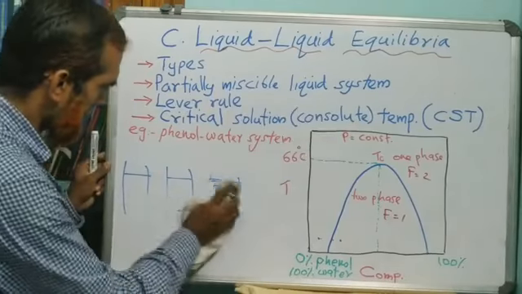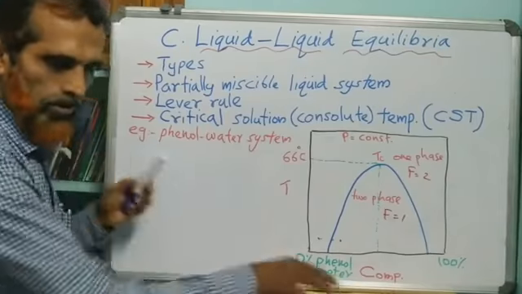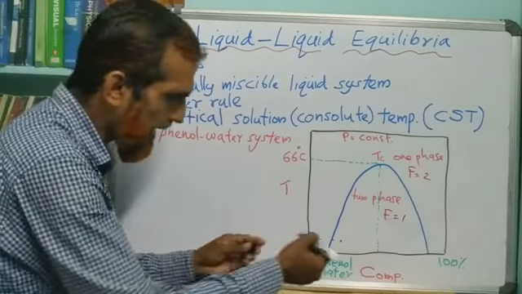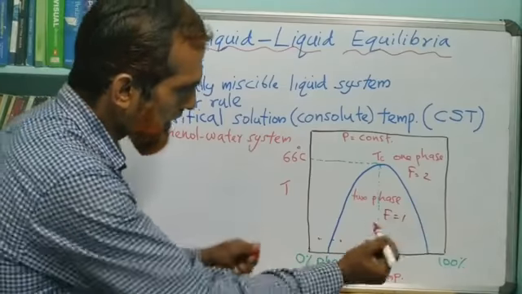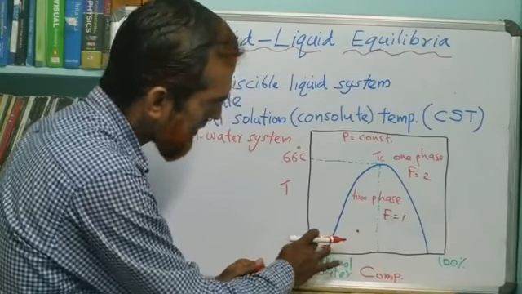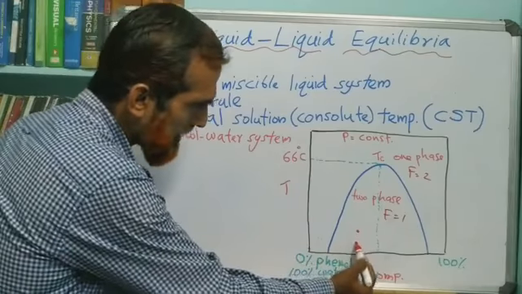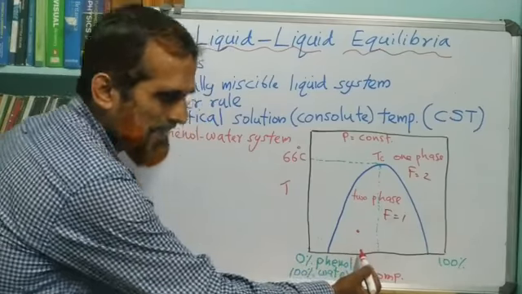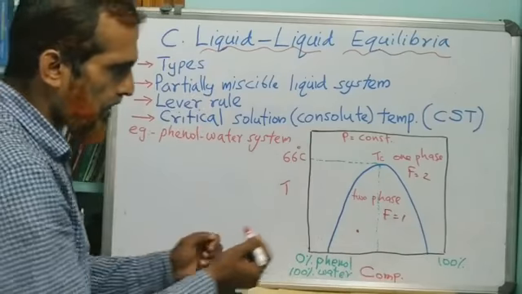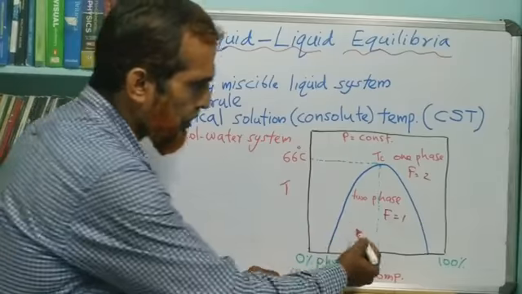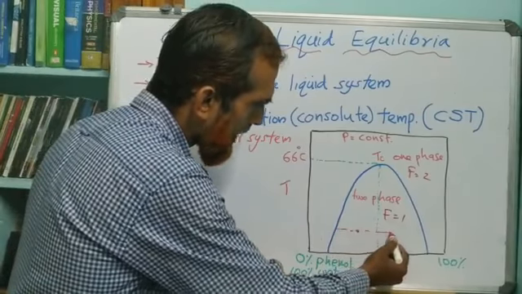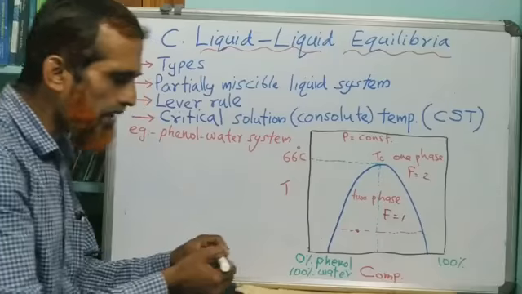Okay, now the next is about what is called the lever rule. What is the lever rule? Let us take a point here. For example, suppose you are at a point here, mixing in this proportion, say 70% water and 30% phenol, and you draw a tie line here, right? You will meet 2 points.